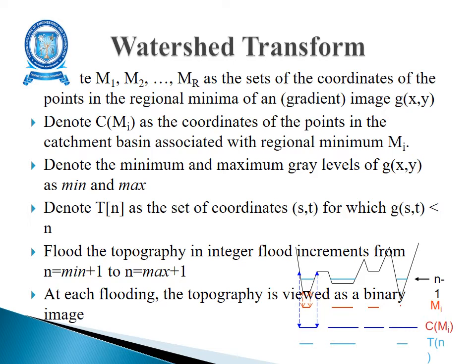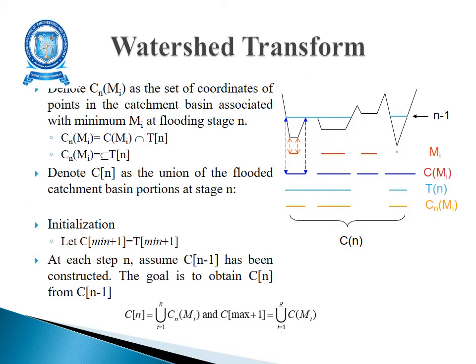for which G of s comma t is less than n, and then flood the topography in integer flood increments from n equal to min plus 1 to n equal to max plus 1. At each flooding, this topography is viewed as the binary image present within the image.